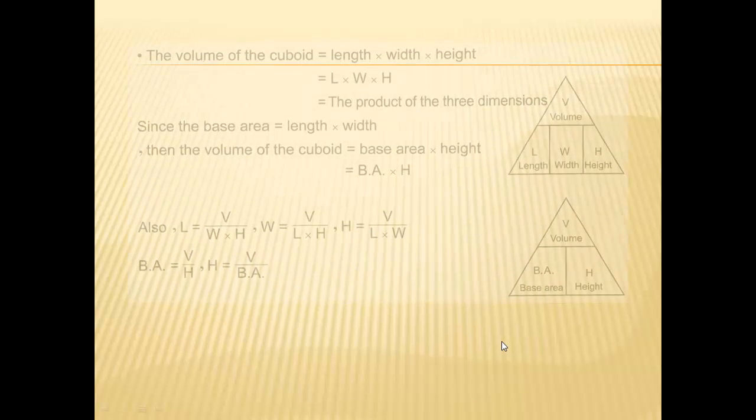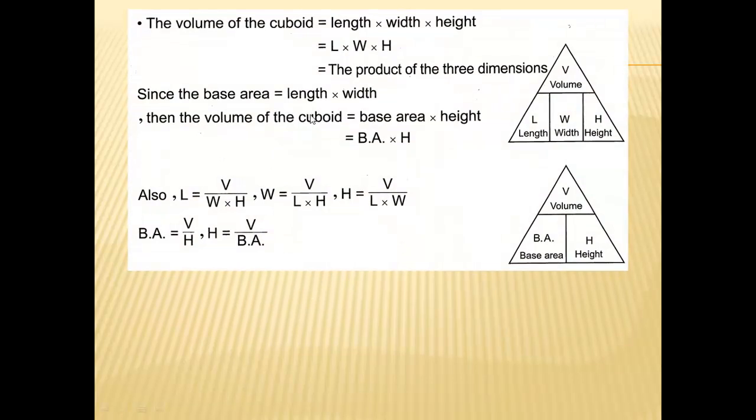Okay. Now, we should know some rules to calculate the volume of the cuboid. Volume of cuboid equals length times width times height, the product of 3 dimensions. What does product mean? We multiply the 3 dimensions, length and width and height. Since the base area equals length times width, the base area is a rectangle, so length times width. The volume of cuboid equals base area times height.